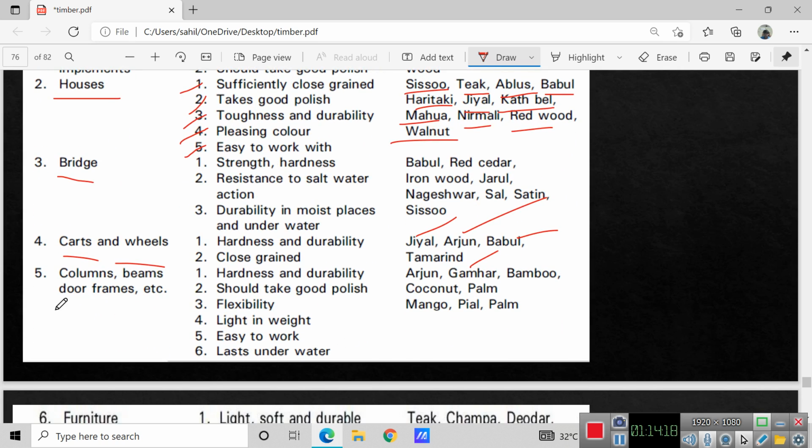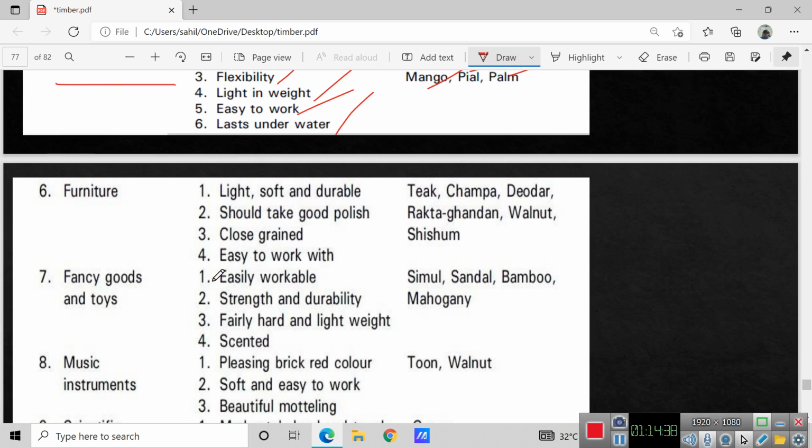Now for the purpose of columns, beams and door frames, etc., hardness and durability are a must. Should take good polish. Flexibility, light in weight, easy to work, lasts under water. Examples of these are arjun, gamahar, bamboo, coconut, palm, mango, pial, palm. Next is the purpose of furniture: light, soft and durable, should take good polish, close grained, easy to work with. Teak, champa, deodar, raktagandha, walnut, shisham are examples of trees mainly used for furniture making.